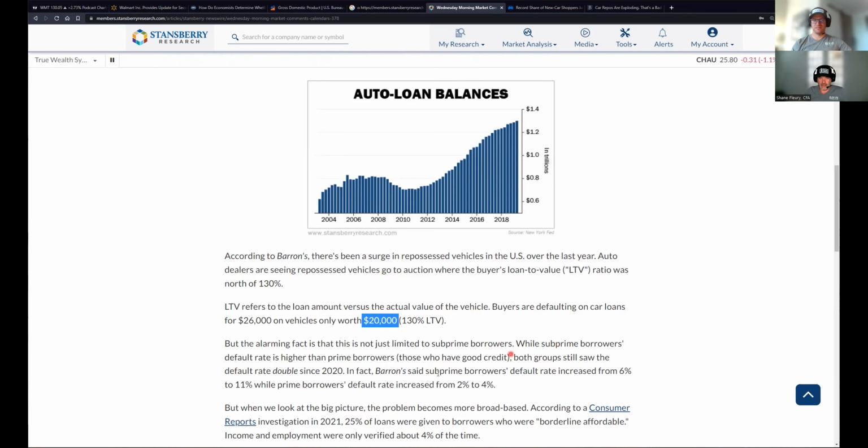Because interestingly, subprime borrowers' default rate has increased from 6% to 11%, and that's for the subprime guys. For prime borrowers who have good credit, the default rate has already doubled from 2% to 4%. So this means people with good credit are just leaving the keys in the car and letting them be repossessed because, once you see that you owe more than the car is ever going to be worth, right? Because a car is a depreciating asset.